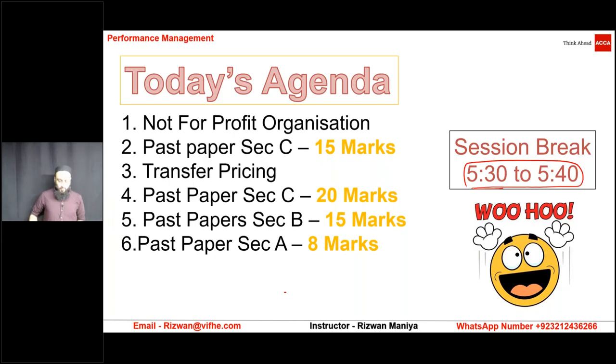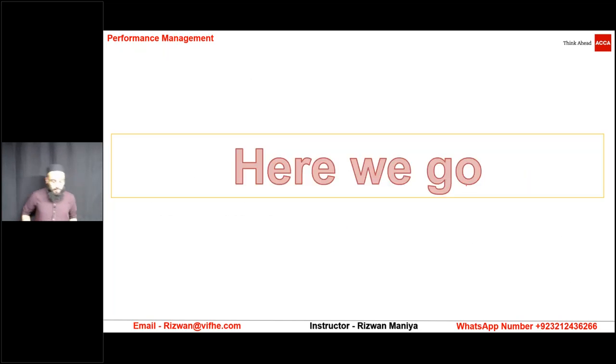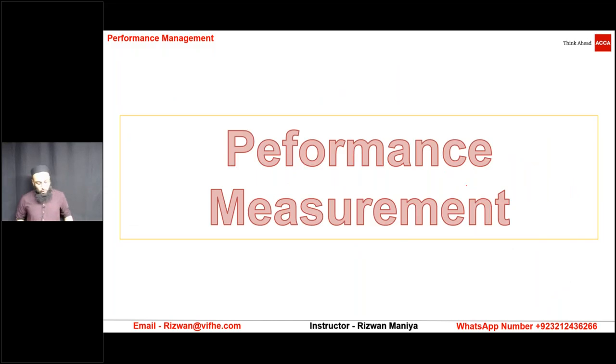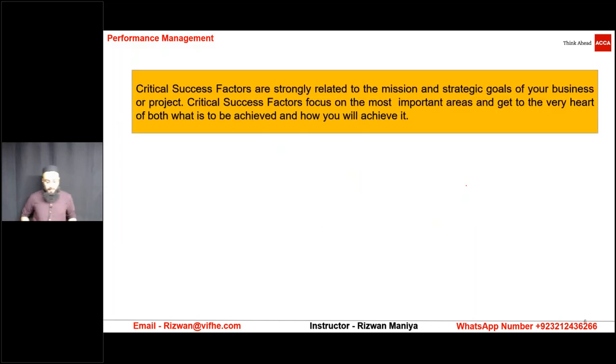Okay, so let's start. Here we go. Performance measurement, a quick idea of critical success factors, known as CSFs. CSFs are basically those that are important for the success of any organization. CSFs are linked with the organization's mission. What is a mission? Mission is the purpose of an organization or the reason for its existence.